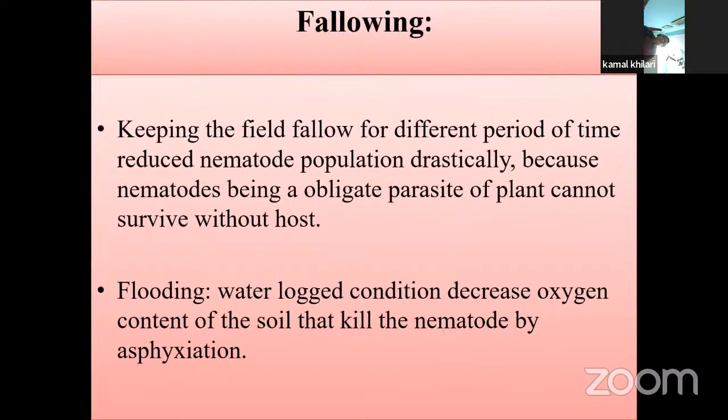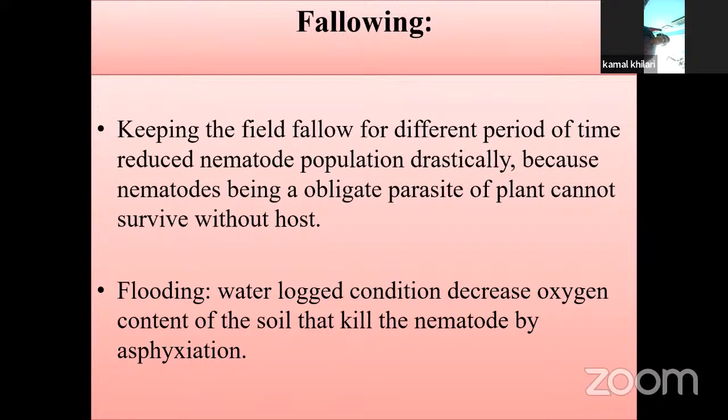fallowing. Fallowing means leave the field for some time, not 2-3 years, for 1 season or 2 seasons without any crop cultivation. So if you are not growing any crop in that field, naturally there is no host, there is no food. So then we can manage the nematode by keeping the area fallow.